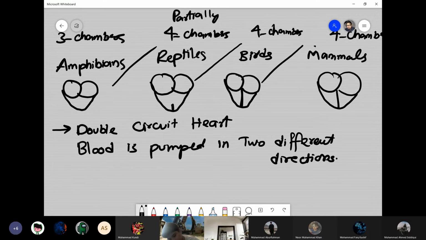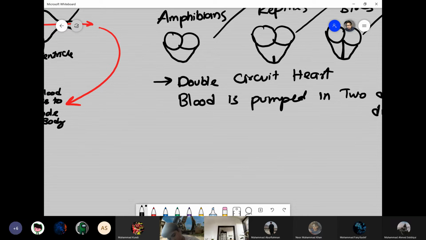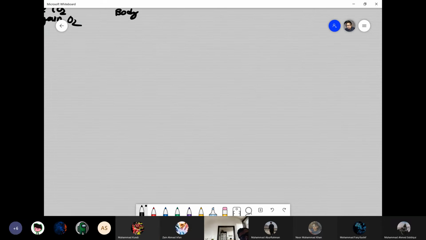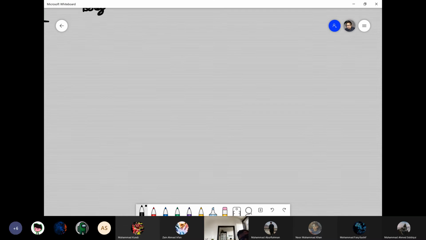Now boys, today we are going to learn quickly how to draw a heart diagram. We do not have enough time to finish the labeling, but today I'm going to teach you how to draw the heart diagram, and you will draw this at home. Then you will show me as well. Now boys, look here how to draw.